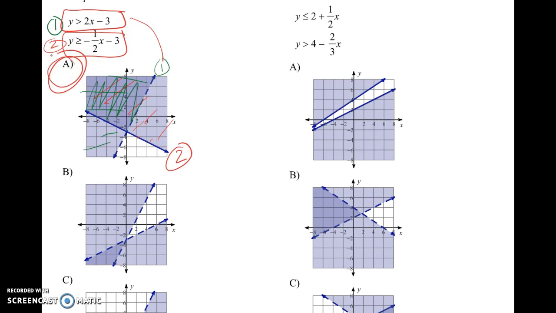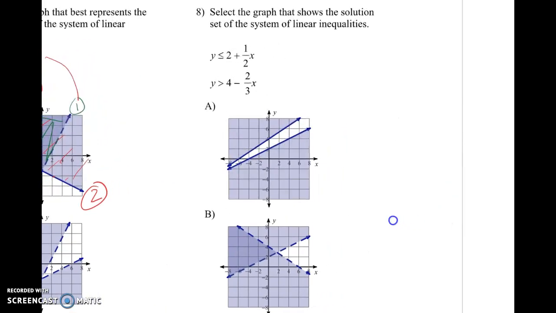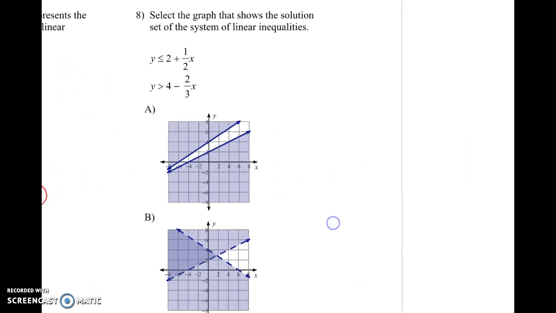Alright, let's look at number 8. Same type of thing. I'm going to find which one lines up. If I look at line 1, my y-intercept should be 2, and I should go up 1 and over 2. Here, up 1 and over 2, and it's a solid line. Now, y is less than or equal to, so it should be shaded down. So this is what line 1 should look like. I'm not sure about line 2 yet, but I know this is what line 1 should look like. And if I look at B, do you see how it's dotted? It should not be dotted, right? It should be solid.